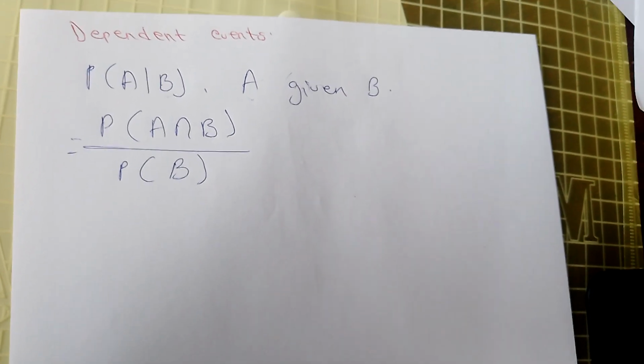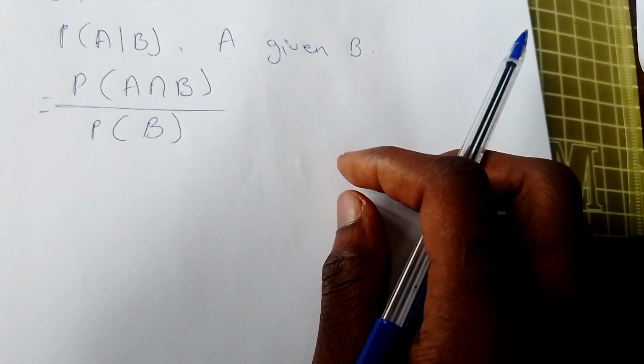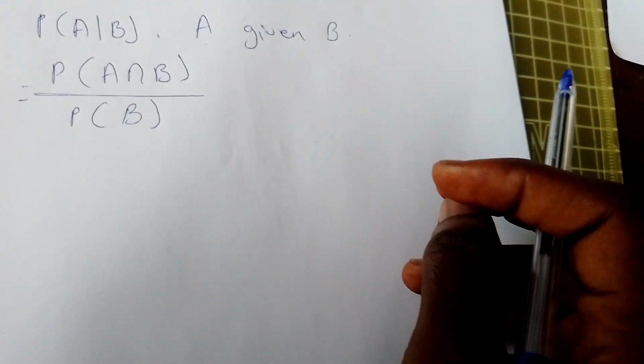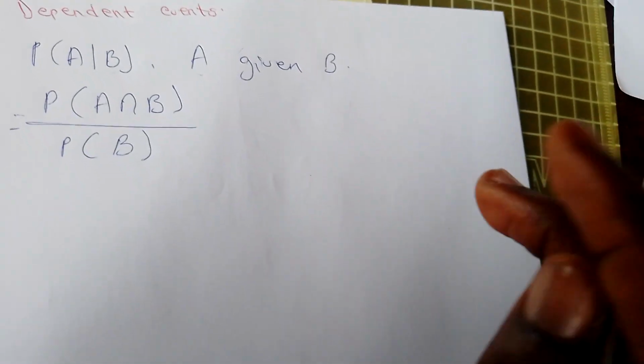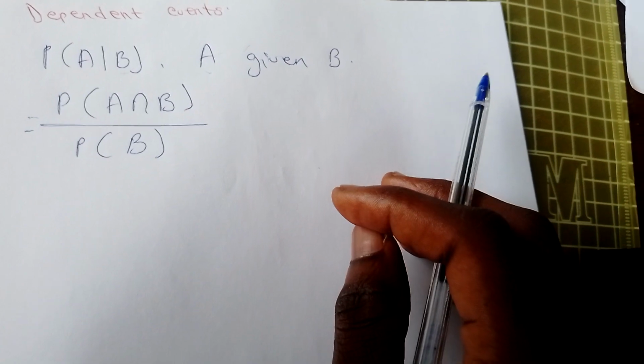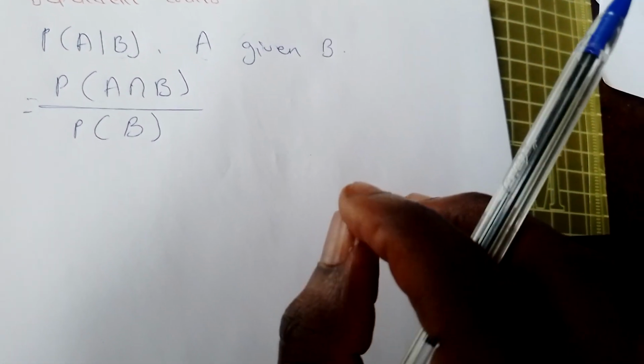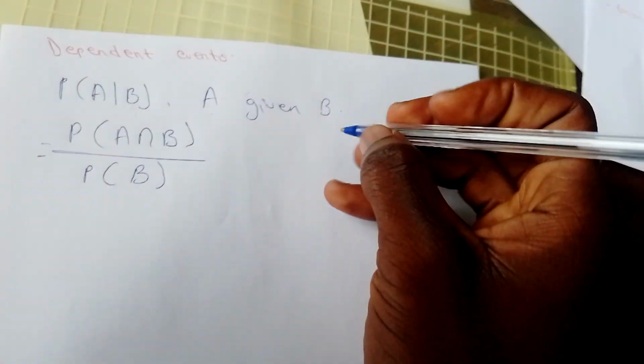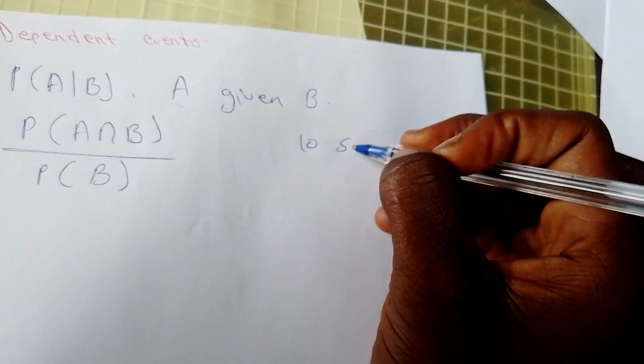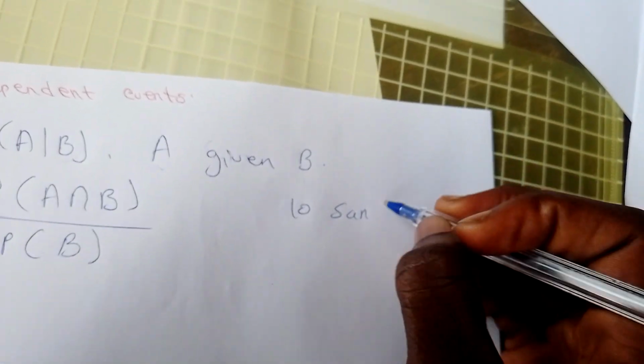Okay. In the slides he gave an example of three friends who went to a restaurant, and there are 10 types of sandwiches. You can always check that out. So let's say 10 sandwiches.